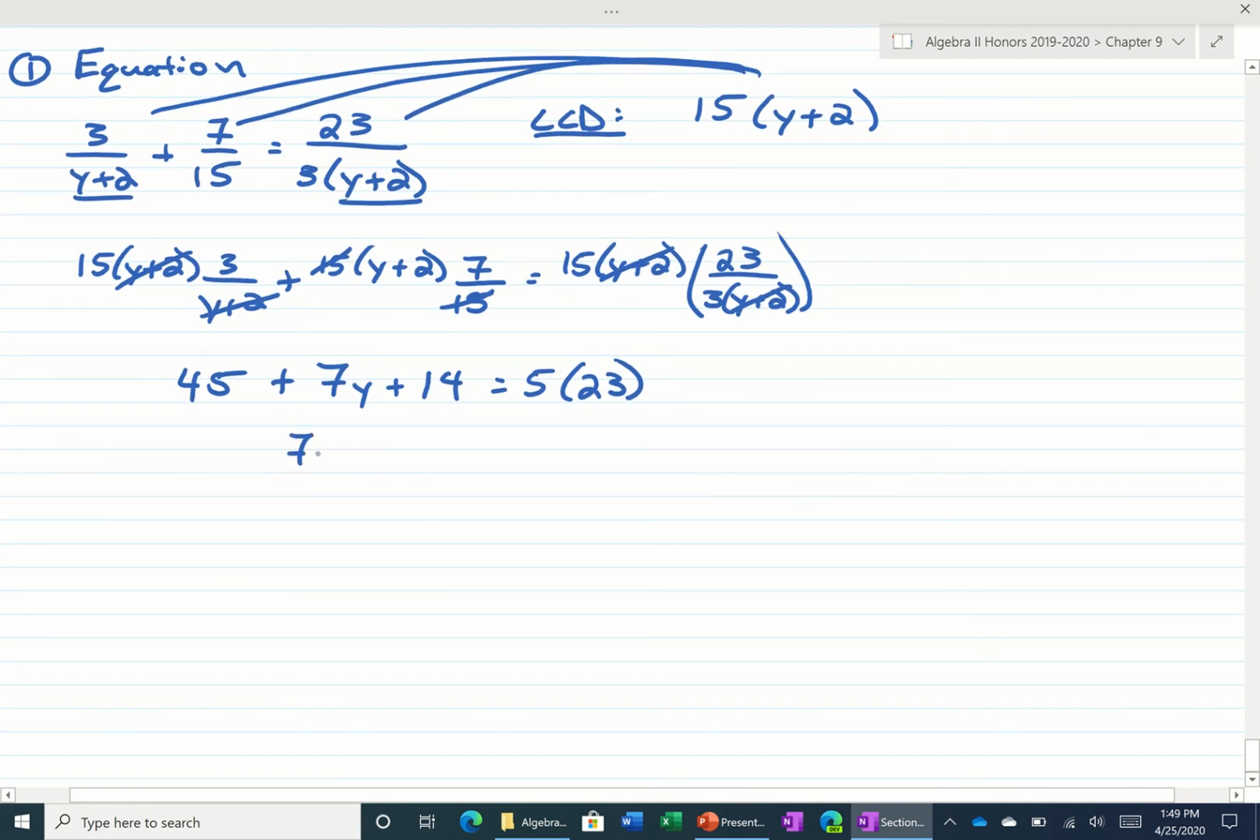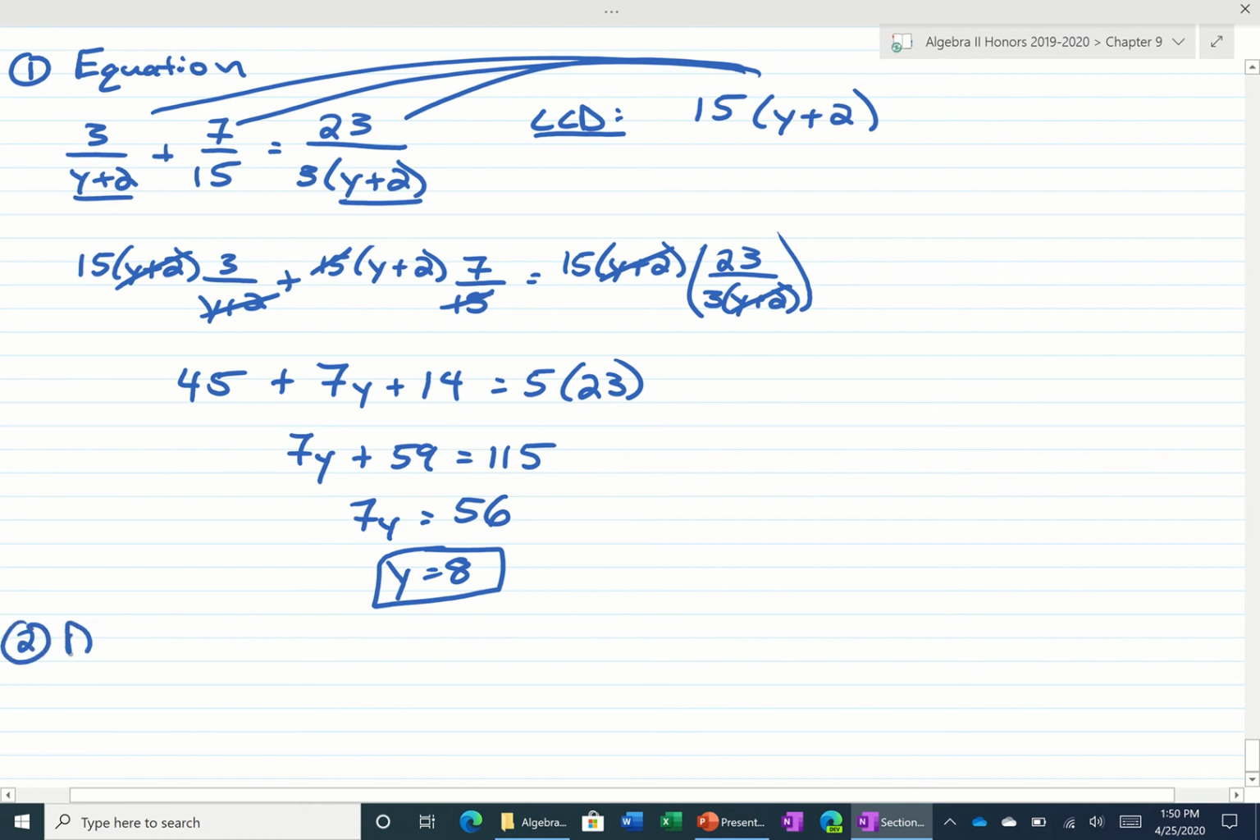So let's clean it up here. We get 7y plus 59 is equal to 23 times 5 is 115. So 7y would equal 56, and y would be 8. Alright, so that should be pretty easy.